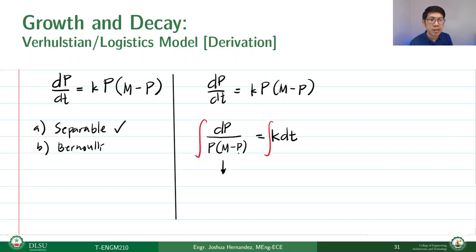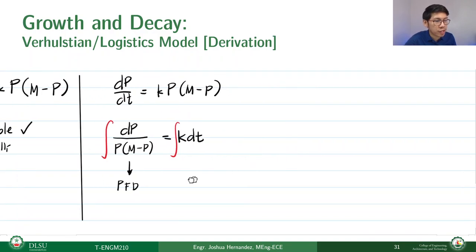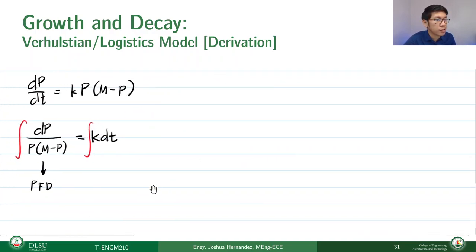But what we can notice here is that it is a factor, no? Of p and m minus p, which if we are going to zoom out, you will also notice na this is a fraction, no? A fraction. So, pwede siguro to if we do partial fraction decomposition. Yan. So, let's try, no? Let's try decomposing this by means of partial fraction decomposition. So, kunin natin si fraction dito. Tapos, kunin natin si 1 over p times m minus p.